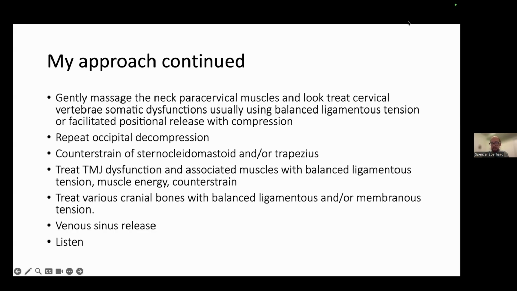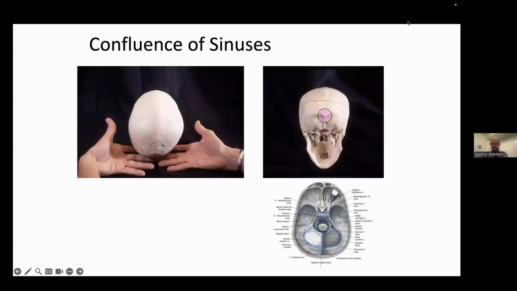And then at the end of my treatment, I just listen, because that is also very important. And sometimes in the listening, your body tells me that it needs some other type of treatment, and I go and do that thing, and it can guide me. Okay? So here's an example of what we do with the skull.